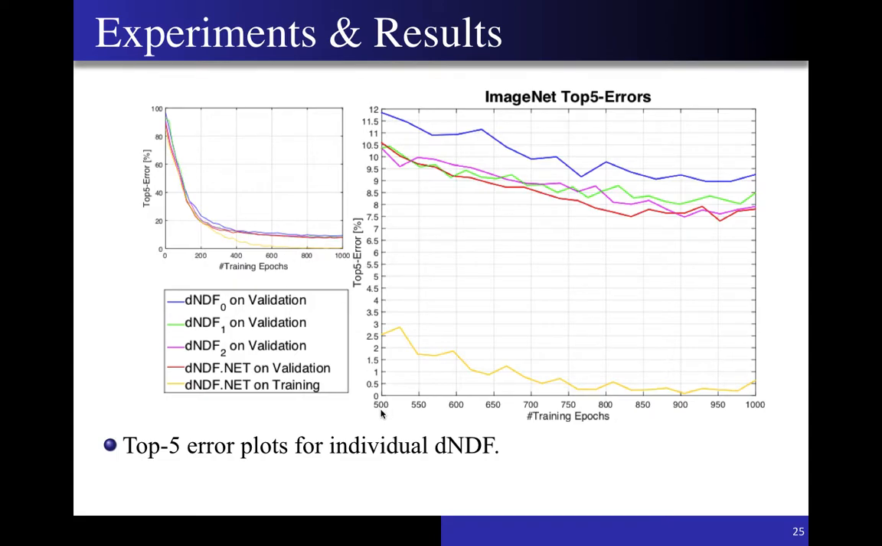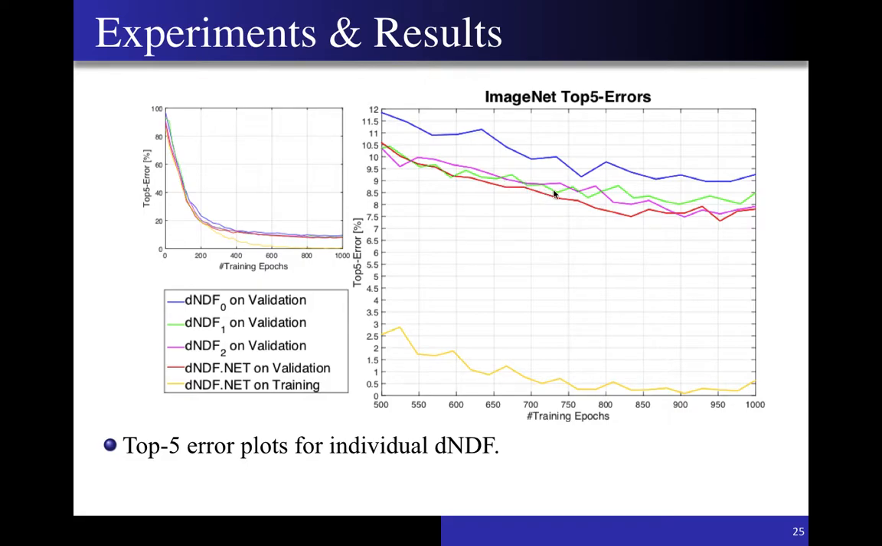So this is 500 to 1000. The change is in this way. As we can expect, the blue line, which is for DNDF0, closest to the input layer, we expect this to perform worse than DNDF2 or the other layers, which are somewhat removed from the input layer.